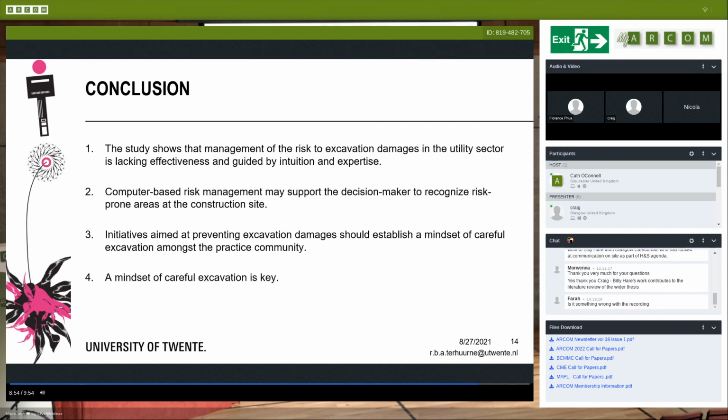In conclusion, this study has shown that locations of trenches are chosen based on the intuition and expertise of the decision maker. It was demonstrated that the effectiveness of the current risk management approach is questionable, since in comparison with the computer-based tool, the method leads to a vastly lower number of locations to be investigated, and locations do often not align with where the risks to excavation damage are the greatest. Arguably, computer-based risk management tools may help in assisting practitioners with deciding on where to dig trial trenches. Findings also demonstrated a risk attitude that is not primarily focused on reducing excavation damages. Whereas computer-based risk tools may help in positioning trial trench locations, a shift in risk attitude by practice is required first. We could say that a mindset of careful excavation amongst the practice community is key.